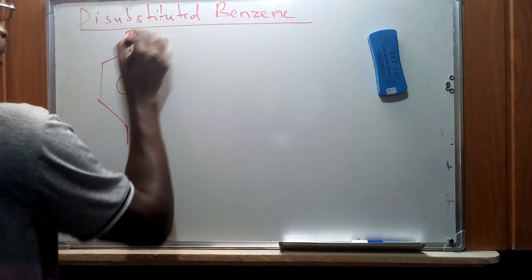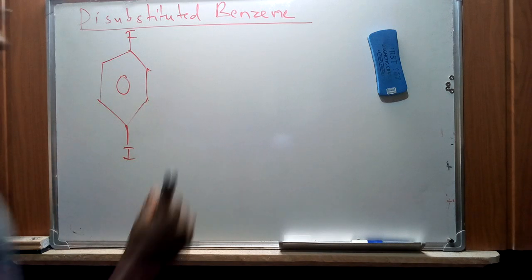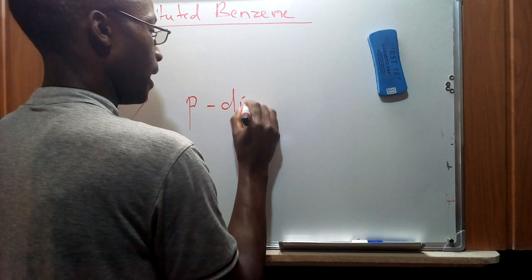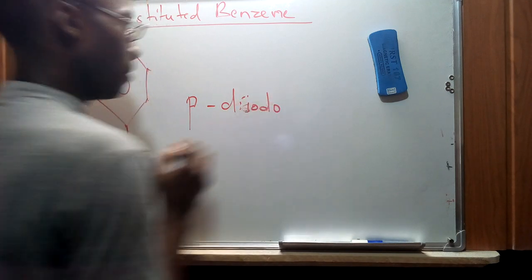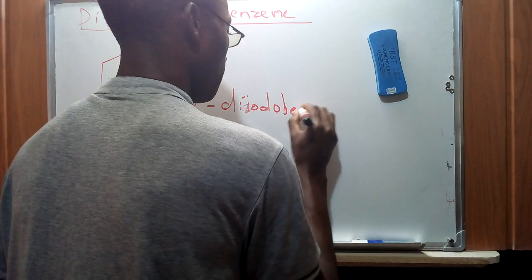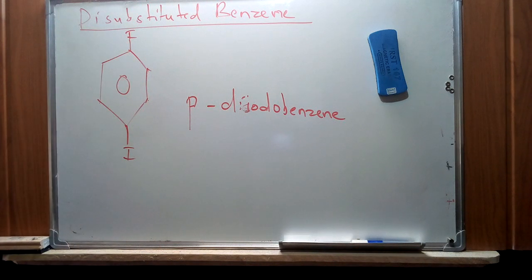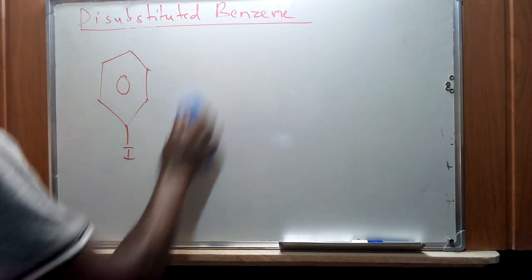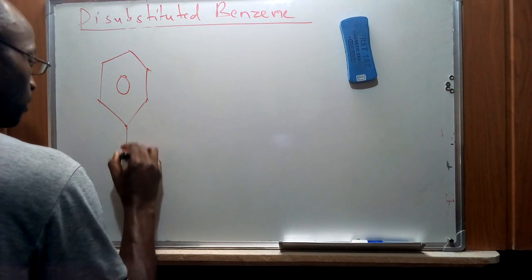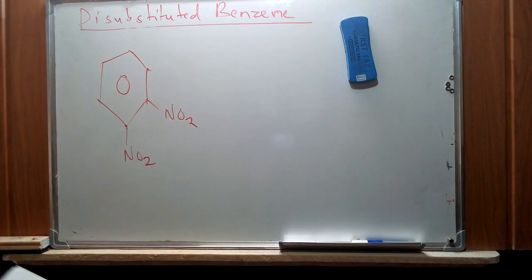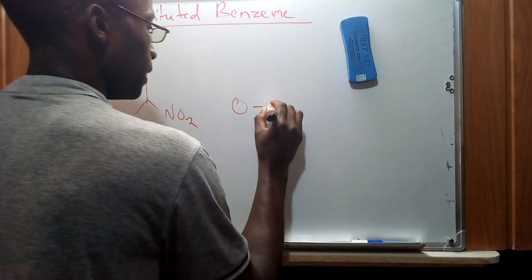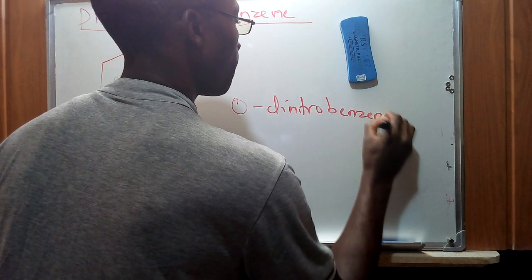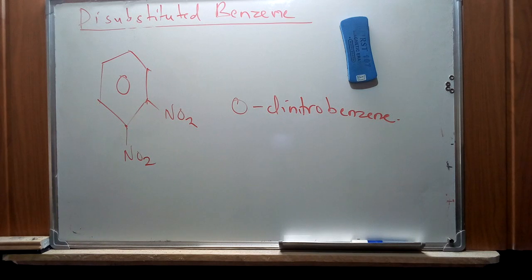And then we have another substitution at this particular point. It's an iodo, and another one at these two specific points. So this one will be para. Those points that are in line with each other are known as para. So this is p-diiodobenzene. And then suppose we have similar groups, different from the iodo, like the nitro group, having a substitution at this point and this one. That compound we can name as o-dinitrobenzene. So with a di-substitution at those specific points, we are going to have that molecule.